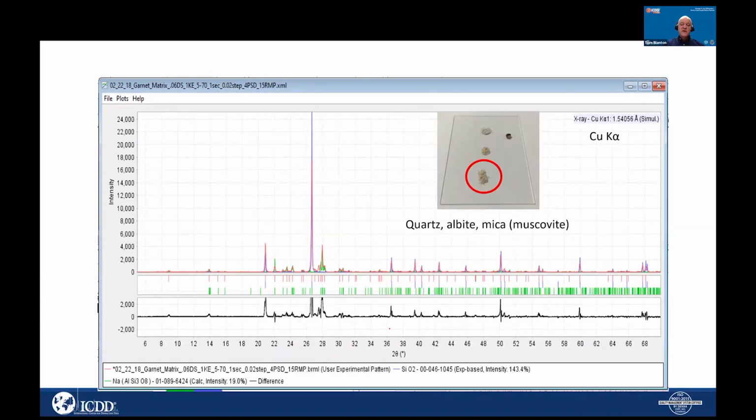If we take a look at one of the little matrix components, we were able to identify the major phases as quartz, albite, and there is a mica present, probably muscovite based on the color of the matrix there, but you could identify it with just a very minimal amount of sample. So another advantage of using these background plates.